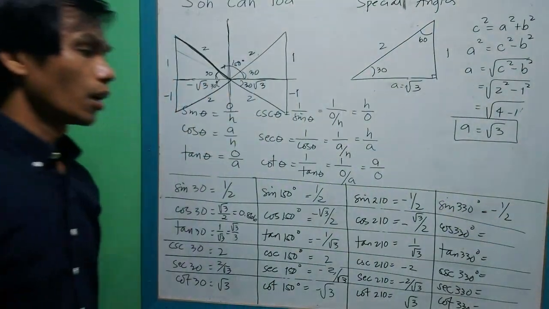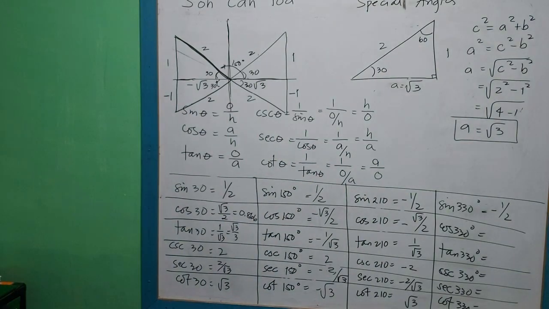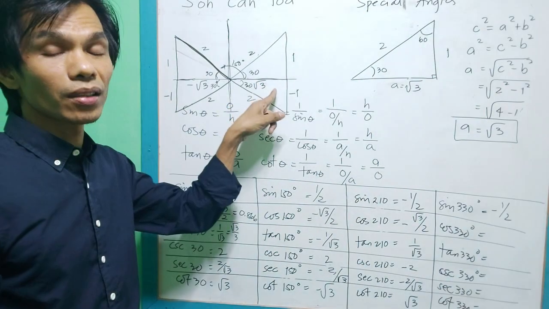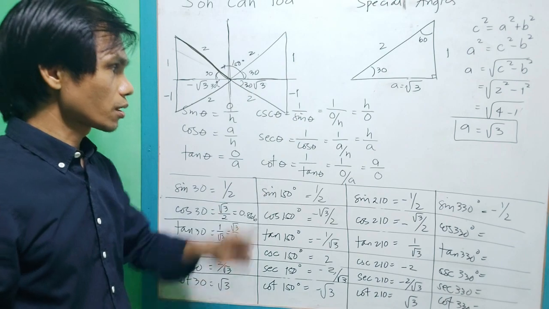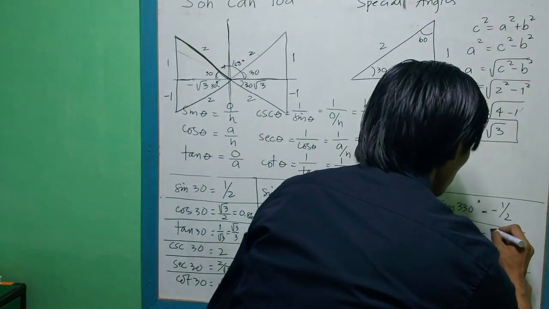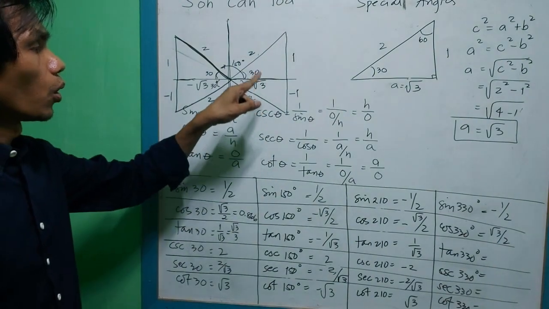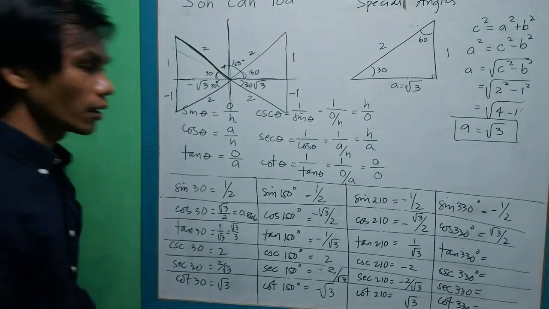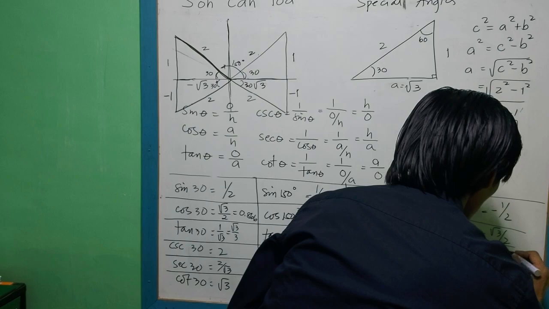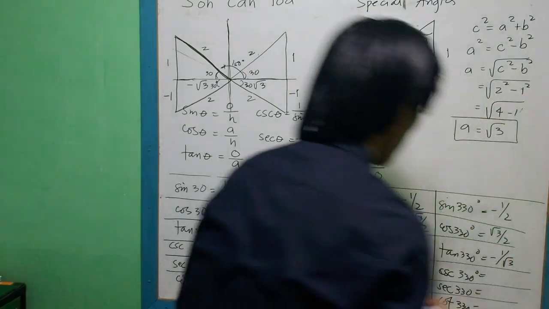Correct? Ang cosine of 330 natin is positive na yung square root of 3 dito. So, that is square root of 3 over 2. Tangent, opposite over adjacent, that is negative 1 over square root of 3.